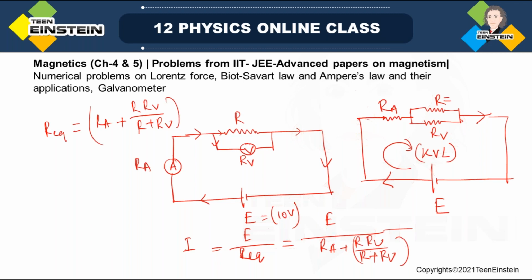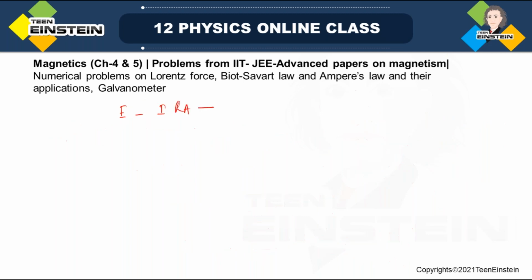We can just write this, like, see, R and RV, this parallel combination. We can see the current actually through this voltmeter will be very, very less. So that's why what we'll be able to write is E, EMF minus I into RA minus the unknown resistance is equal to 0. Okay, all right.